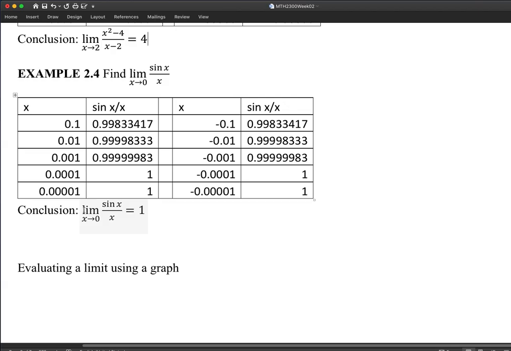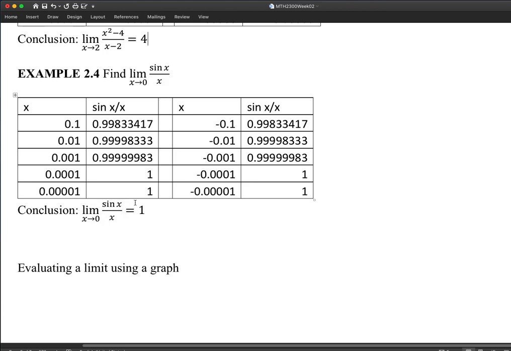Write down this conclusion. And we are going to see this limit multiple times in the course of Calculus 1. This is a very important limit. And also, this is another reason I want to say this is a very important limit.